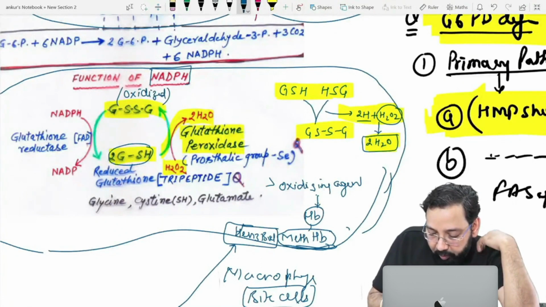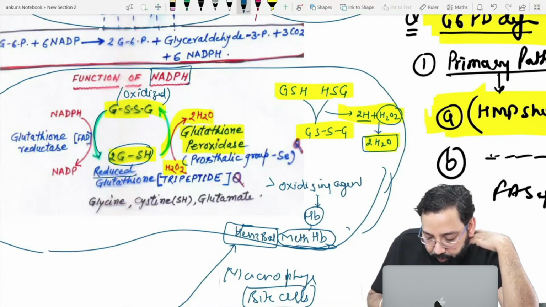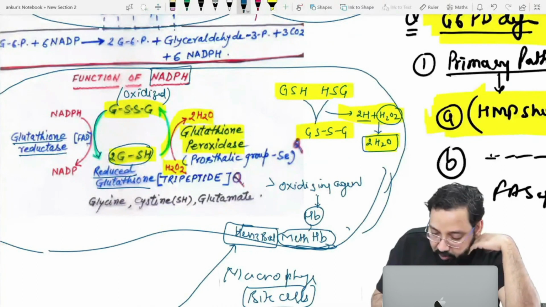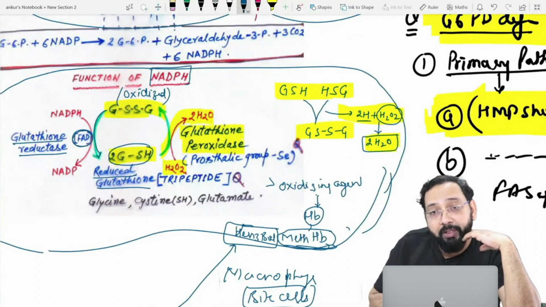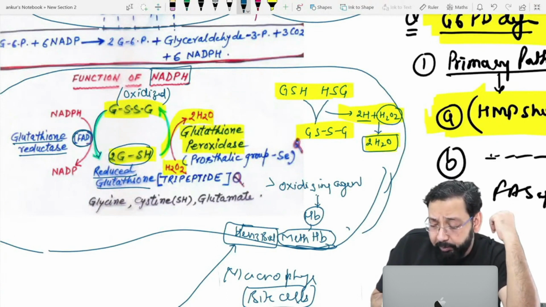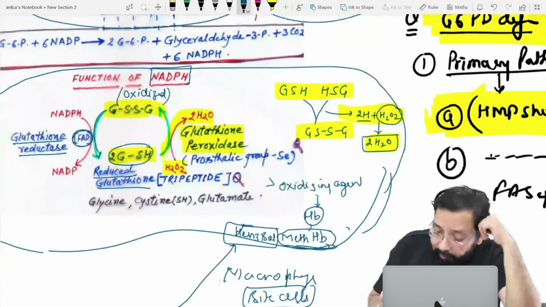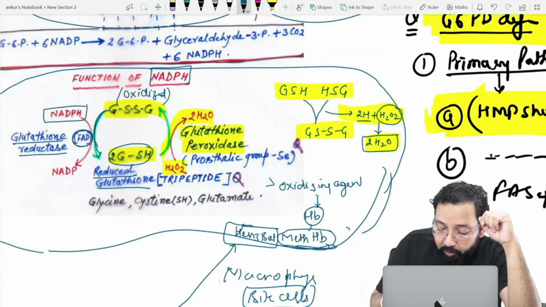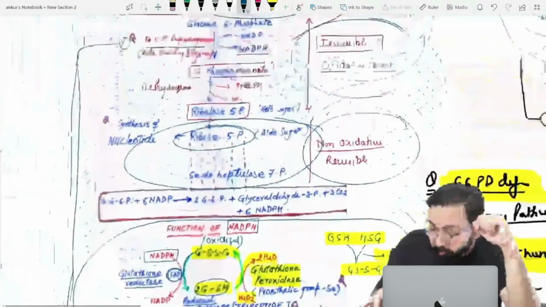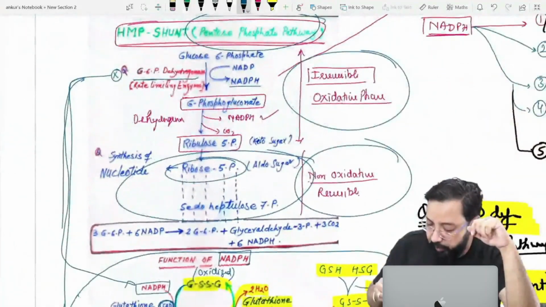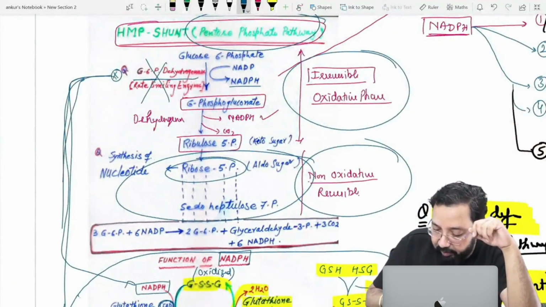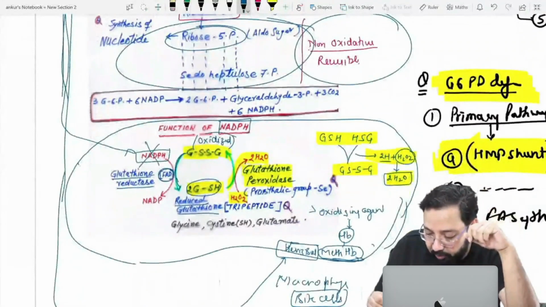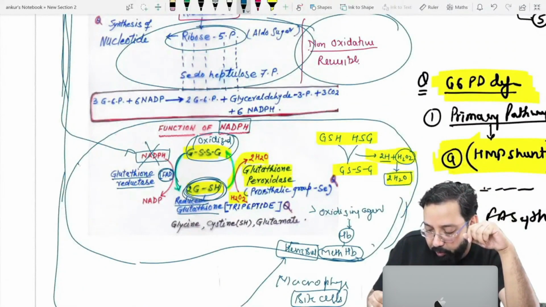This oxidized glutathione can be converted back to the reduced form with the help of glutathione reductase. In glutathione reductase, the cofactor is FAD. FAD means vitamin B2. Wherever you want reduction, you require NADPH. This NADPH comes from the HMP shunt. So if this enzyme is deficient, NADPH would not be there, and oxidized glutathione will not be converted back to reduced form.